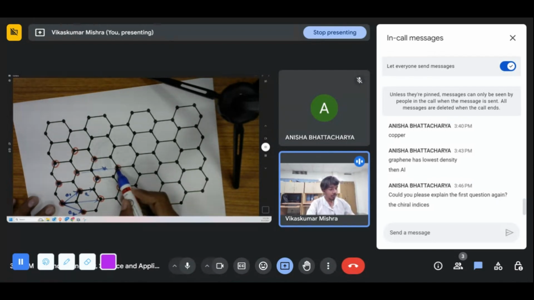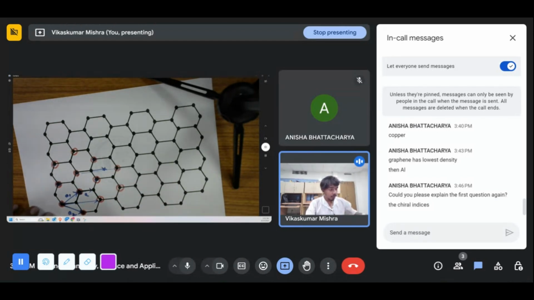Let us say I want to find this particular vector, so how will I find it? I will say let's move by the amount of A1: 1, 2, 3, so 3 times A1, and I find this particular point. In a similar manner, I can find all the lattice points just by a linear combination of them.